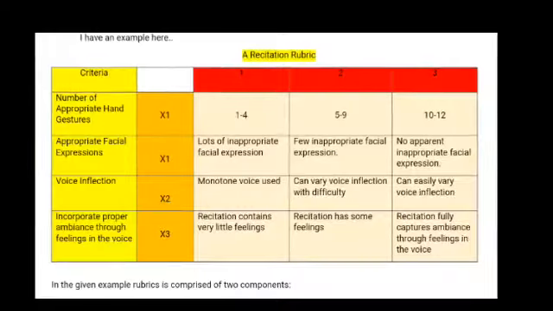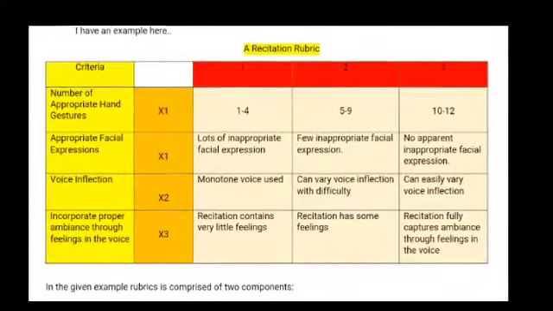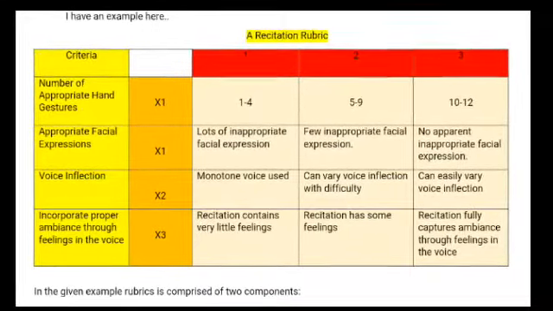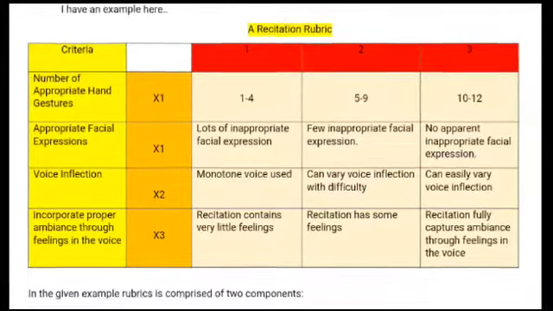Now, let's talk about scoring rubric. I have an example here. This is an example of a recitation rubric. Just look at the table carefully. In the given example, the rubric is comprised of two components. The first one is the criteria, and the second one is the levels of performance.